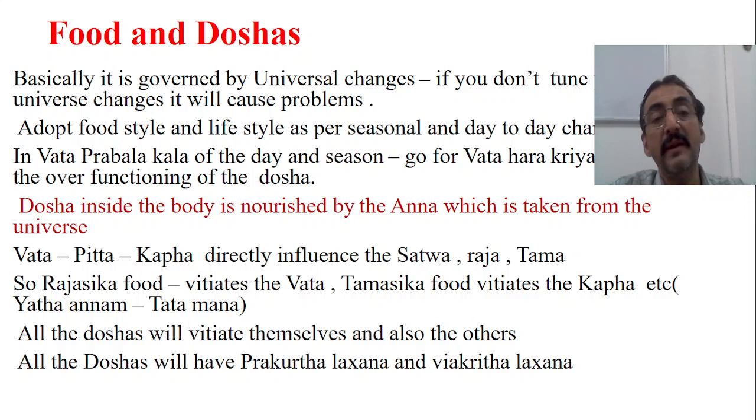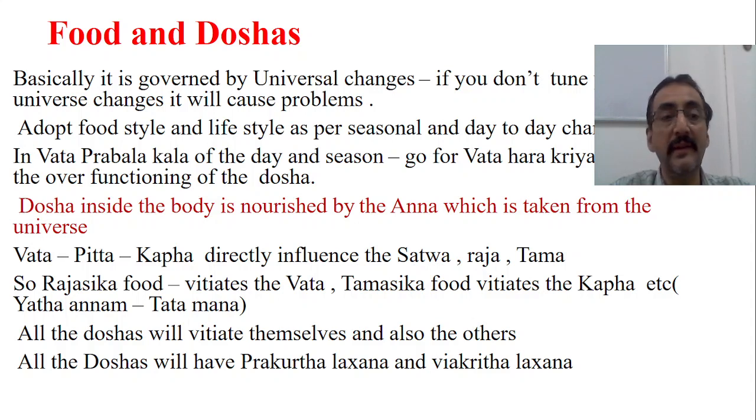So Vata Pitta Kapha directly influence Sattva, Raja and Tama, because that's the beginning part. Therefore, if you take Vata Ahara or Pitta Ahara, it also has effects over Sattva, Raja, Tama. If you take more Pitta Ahara, what we usually call Satvika Ahara, it nourishes the Sattva. If you take more Kapha Ahara, it nourishes the Tama. So Rajasika food vitiates the Vata, Tamasika food vitiates the Kapha, and so on.